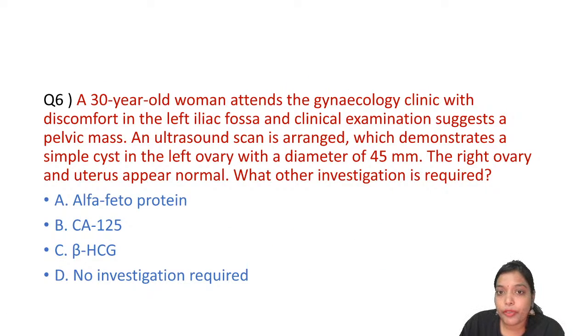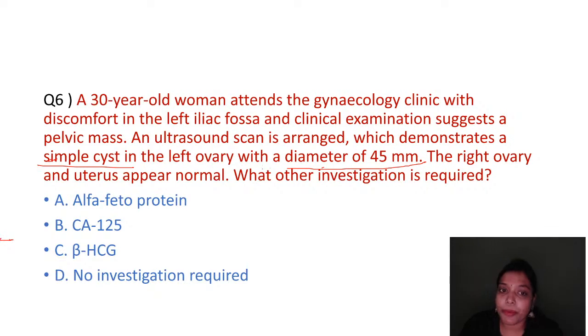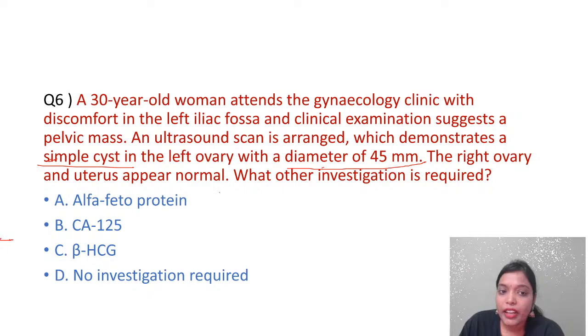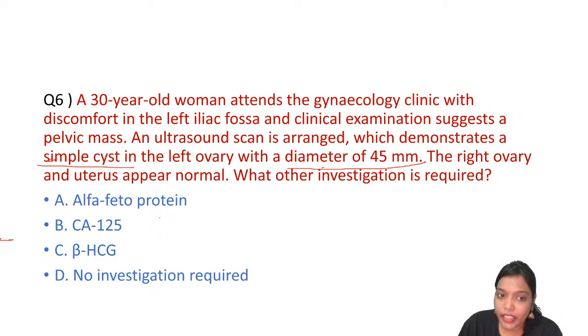A 30-year-old woman attends the gynecological clinic with discomfort in the left iliac fossa, and clinical investigation shows a pelvic mass. An ultrasound scan is arranged which demonstrates a simple cyst in the left ovary with a diameter of 45 mm. The right ovary and the uterus appear normal. What other investigations are required? Alpha fetoprotein, CA125, beta HCG, no investigation required.